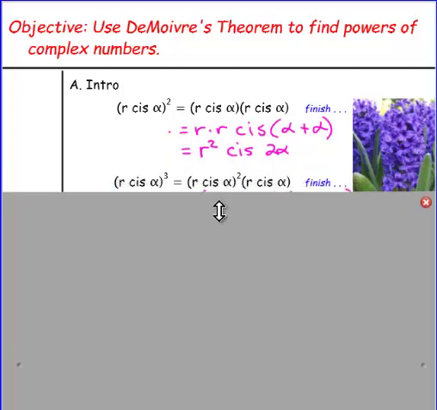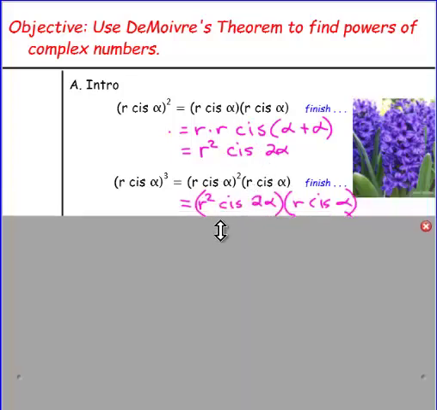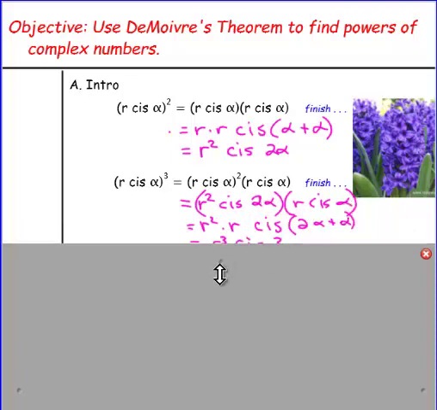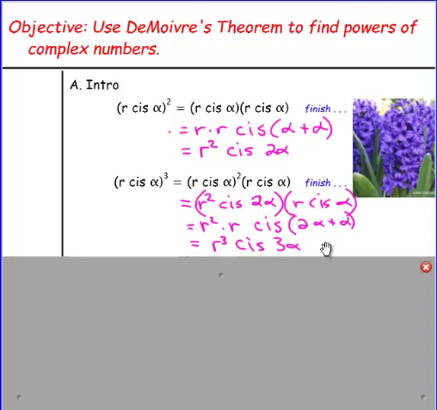Now we're going to take a look at r cis alpha to the third, which is just r cis alpha squared times another r cis alpha. So we're going to use what we came up with in the previous part, the r squared cis 2 alpha, and multiply that with r cis alpha, again using our multiplication rule. So we're going to multiply these two parts together. Using that multiplication rule, you would multiply r squared times r, and then you would add 2 alpha plus alpha. And we get r cubed cis 3 alpha.